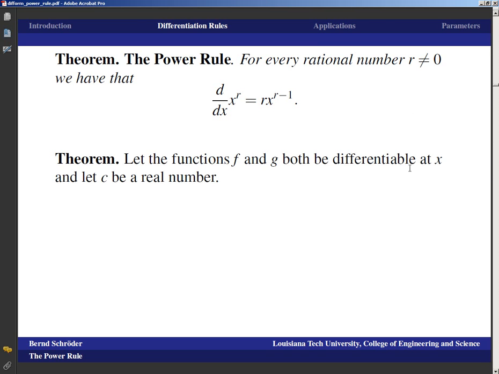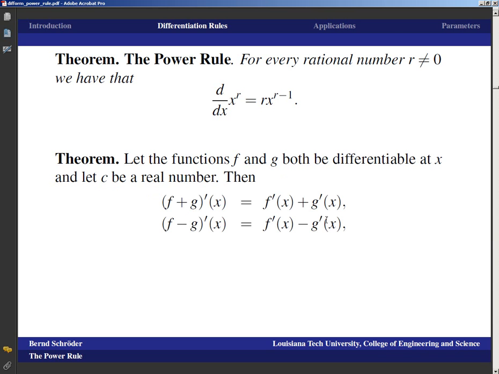We also have a theorem that talks about how to deal with combinations of functions. If you have two functions, f and g, that are differentiable at x, and if c is a real number, well, then the derivative of the sum is the sum of the derivatives.